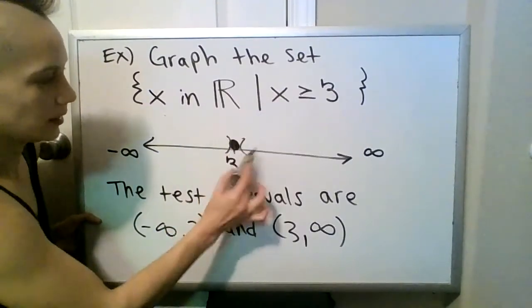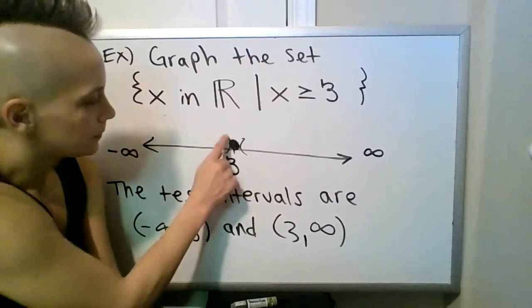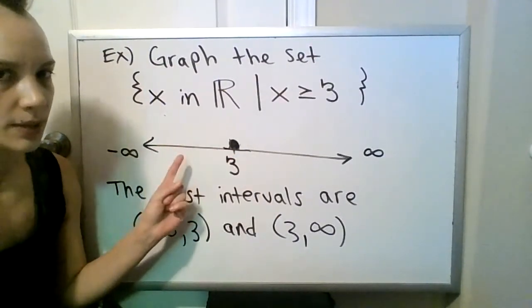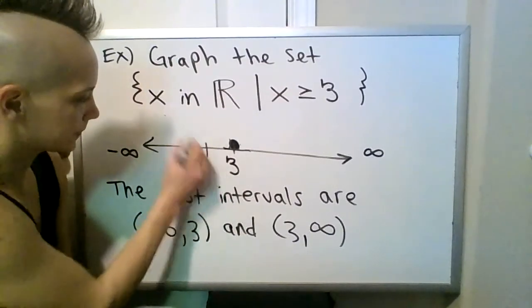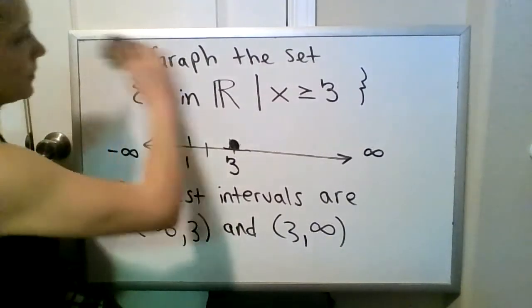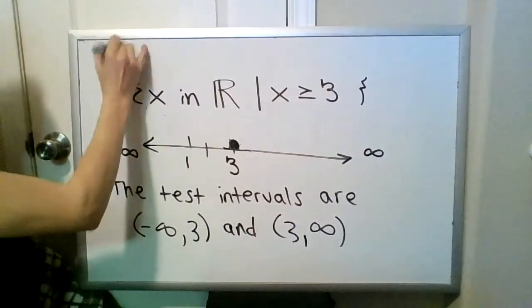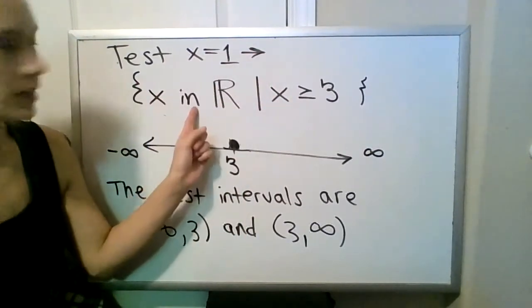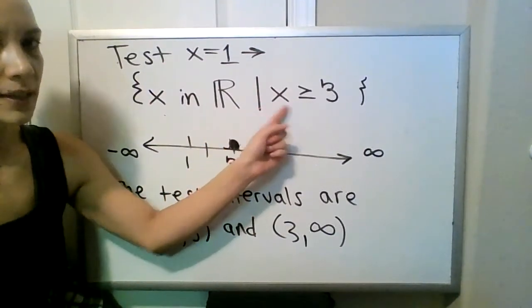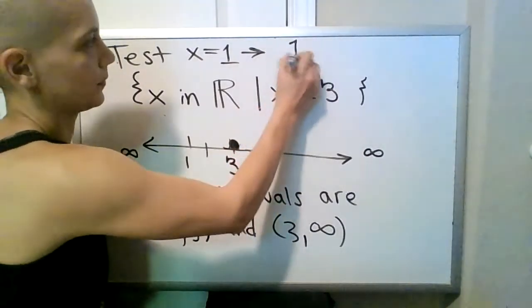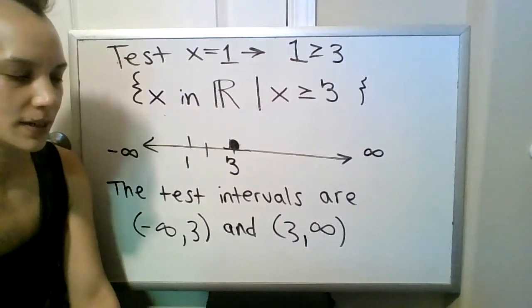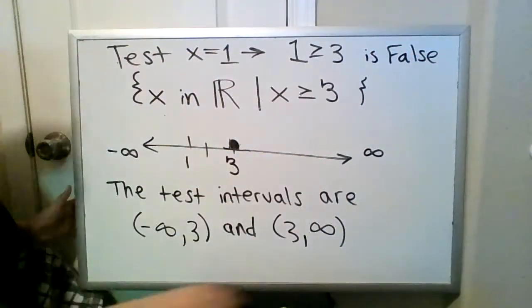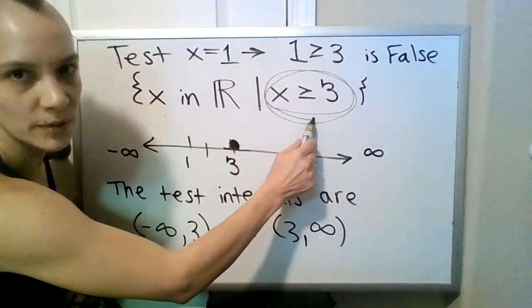So from here to here. So any number less than 3, we're going to test. Let's try 1. So you're putting 1, this x is 1, is a real number, yes. And is 1 greater than or equal to 3? Nope. That's false. So just make sure you put your test points in whatever the instructions are from your set.